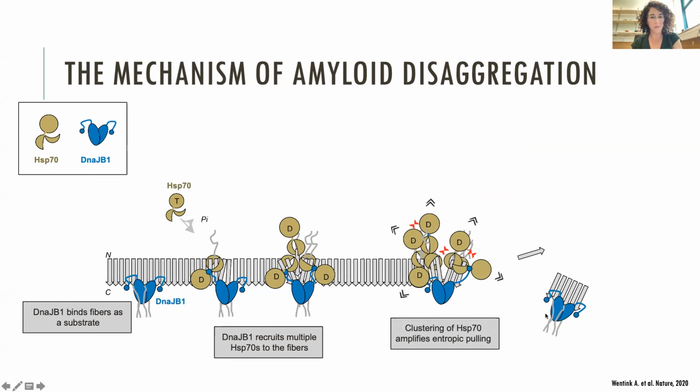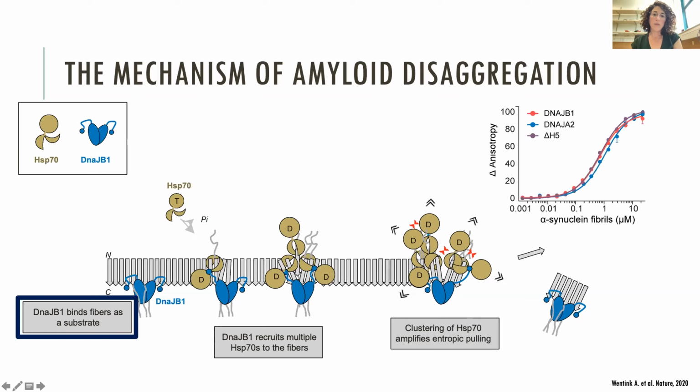and this is the fiber disaggregation. And when we look at each of these steps, we wanted to see if there is a difference in the fiber binding of our different JDPs. We took our class A, our class B, and our hybrid mutant, the delta helix 5 with no inhibition. And we saw that they all bound fibers very similarly.